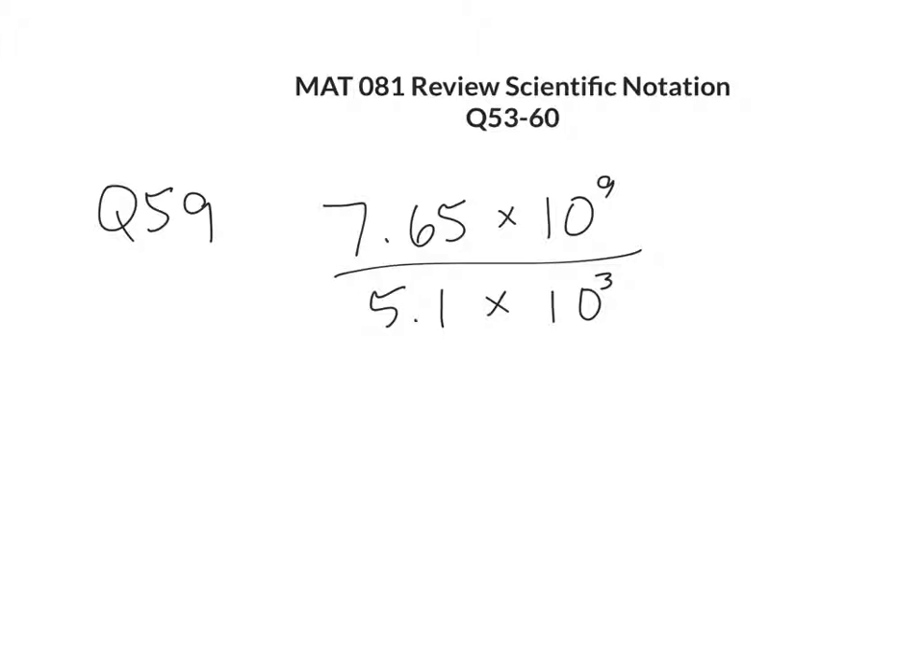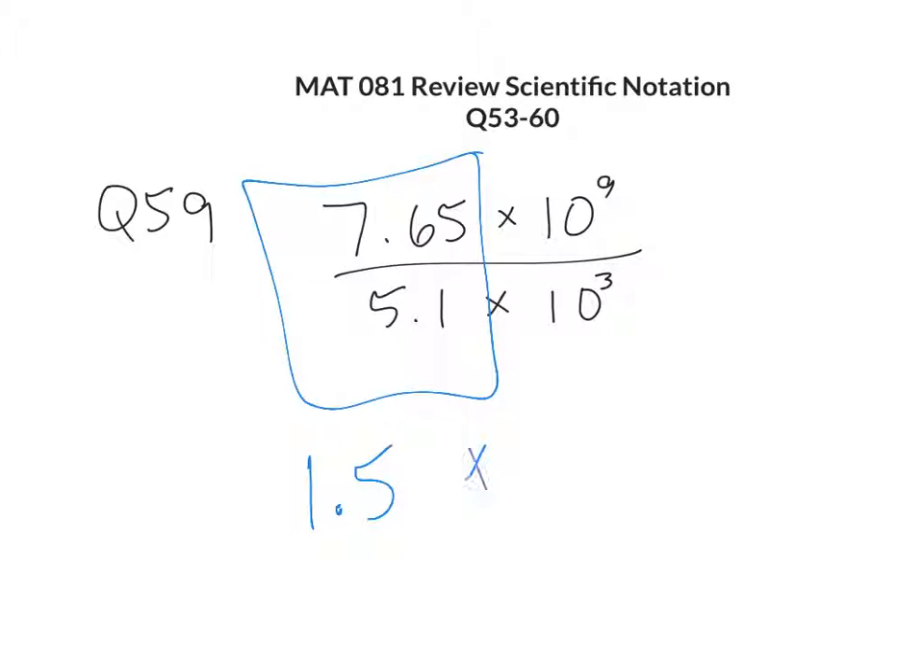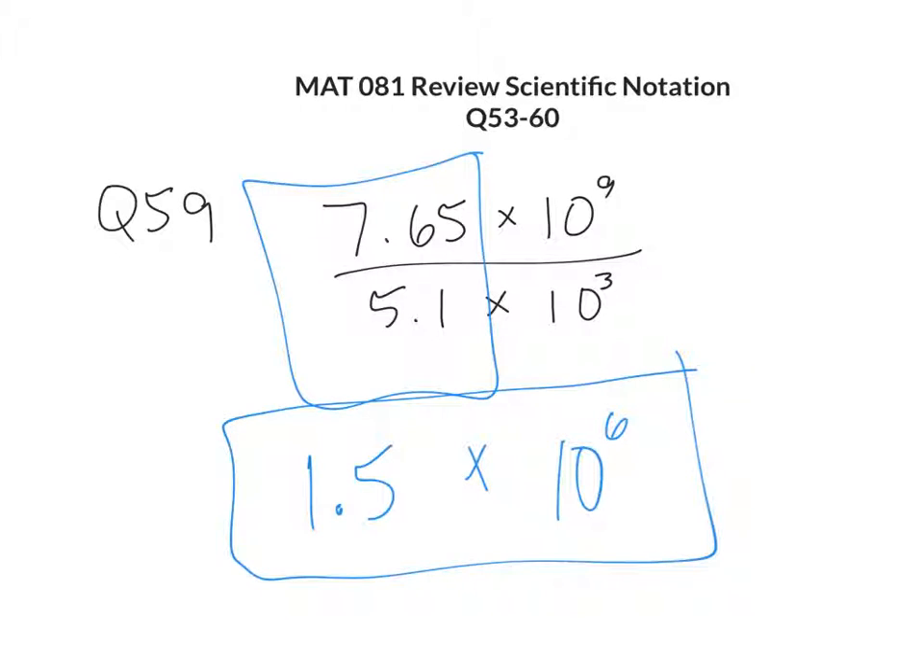Here, in order to simplify this, we're going to divide these two numbers. So 7.65 divided by 5.1 is 1.5. And then we're going to use our exponent rule of the quotient rule, where we just subtract the exponents if they have the same base. Since these both have a base of 10, then you take 9 minus 3, which is 6. So this is our simplified scientific notation there.